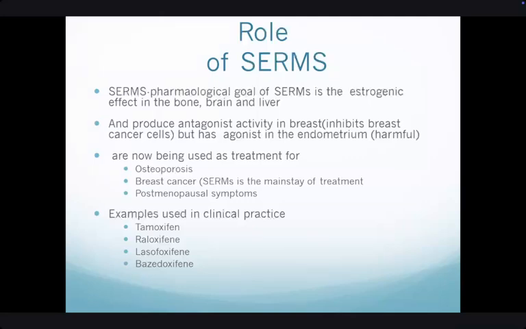So the pharmacological role of SERMs is the osteogenic effect in the bone, the brain, and the liver. It also produces antagonist activity in the breast. It inhibits breast cancer cells but is an agonist in the endometrium, which is harmful. They are now being used as treatment for osteoporosis, breast cancer, and postmenopausal symptoms. Examples that are used in clinical practice include tamoxifen, raloxifene, lasofoxifene, and bazedoxifene.